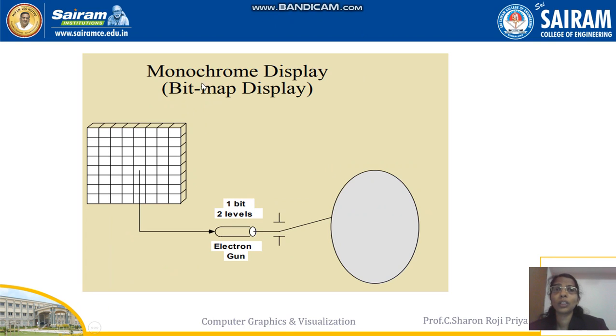And next, what do you mean by monochrome display? Mono means for every pixel I use only one bit. To represent a single pixel, I am using only one bit. So one bit means 2 power 1, which is equal to 2. So how many possible colors? 2. What will they be? Black and white. Monochrome display is nothing but black and white. Otherwise I can call this monochrome display a bitmap display.